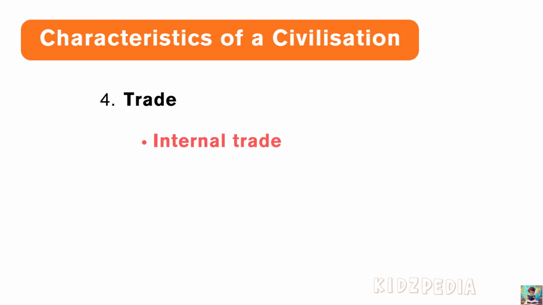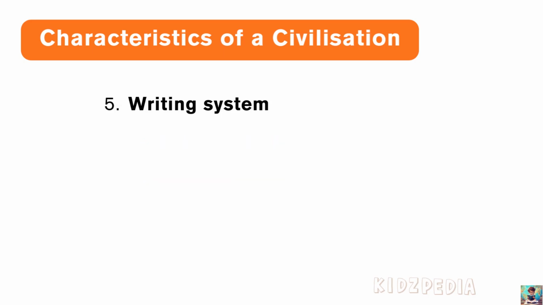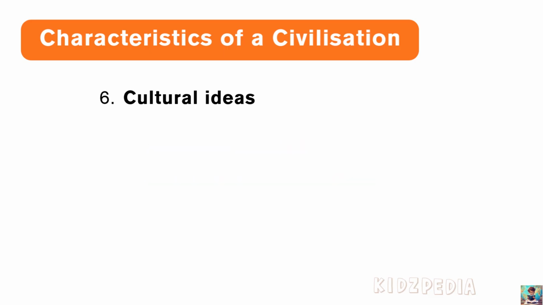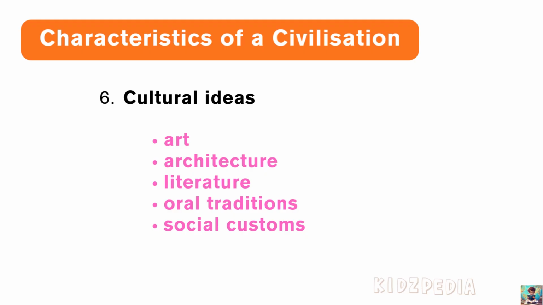Then trade. A civilization must have trade. It must have internal trade within a city or region and external trade with distant regions or other parts of the world. Then it should have a writing system. Some form of writing is needed to keep records and communicate information. Then it should have cultural ideas. Civilization shows ideas about life and the world through art, architecture, literature, oral traditions and social customs.